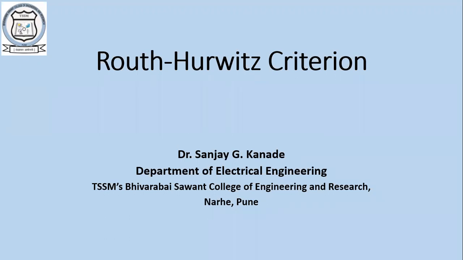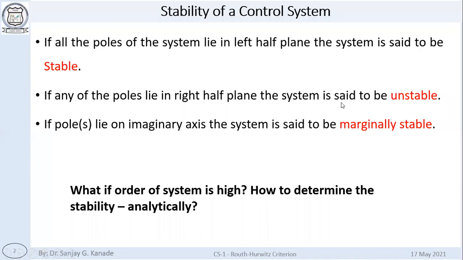Okay, so for a system to be stable, we have seen that if all the poles of the system lie in the left half of the plane, then the system is said to be stable. And if any pole is on the right hand side, the system becomes unstable. Remember this again, I'm enforcing here. All poles on the left hand side, stable; any pole in the right hand side, unstable. And if the poles are on the imaginary axis, the system is said to be marginally stable.